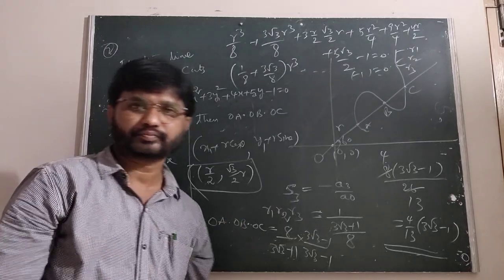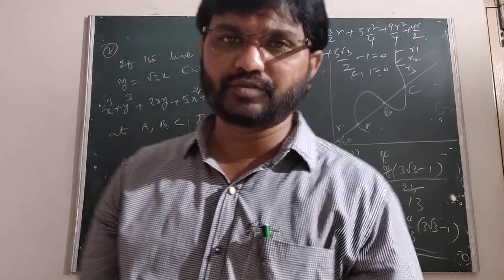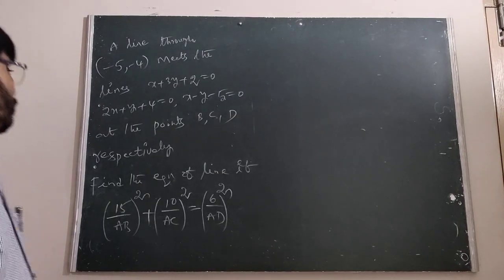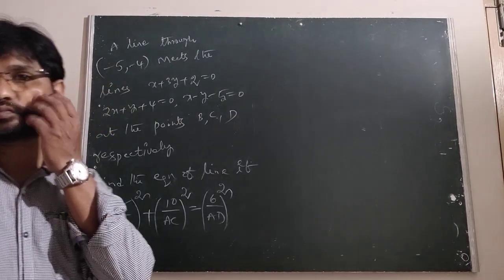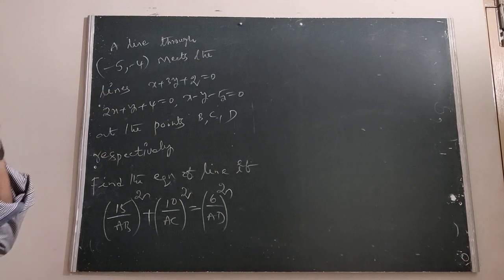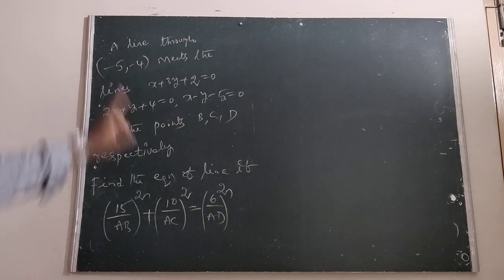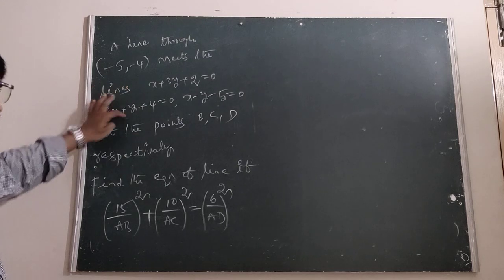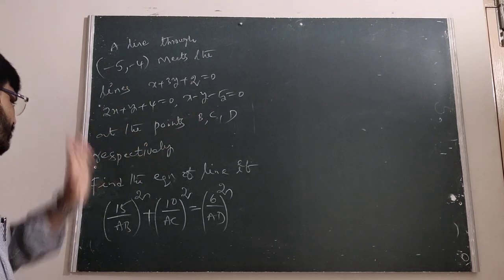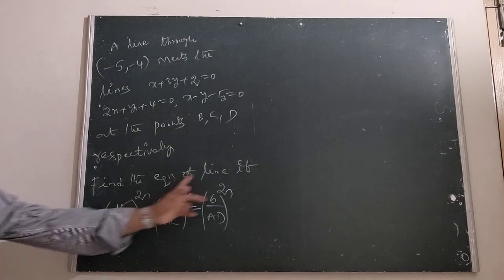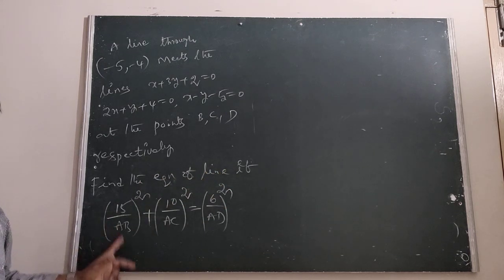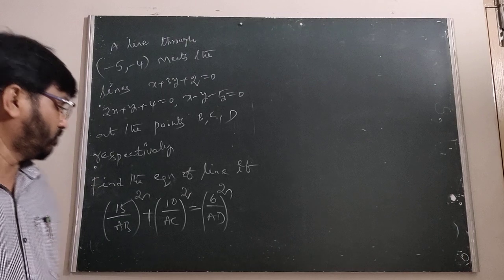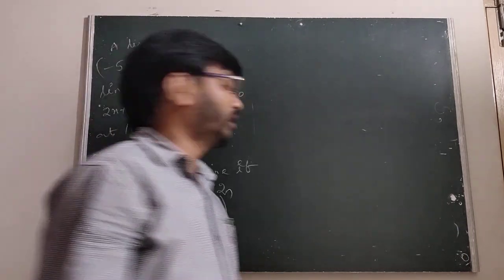Is it okay? Now we are going to the next one. A line through the point (-5, -4) meets the given 3 lines at the points B, C, D respectively. Find the equation of the line if 15 by AB whole square plus 10 by AC whole square equals 6 by AD whole square.